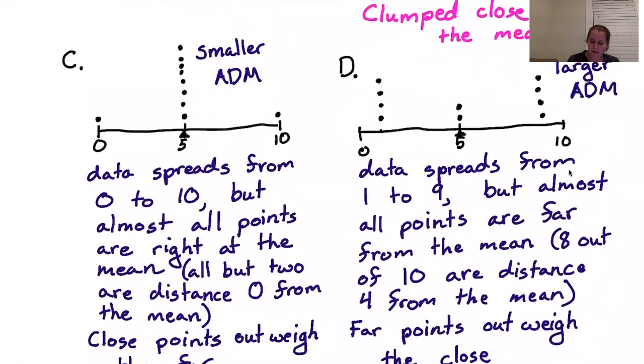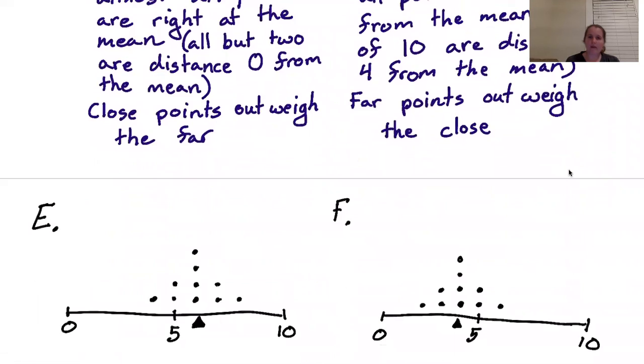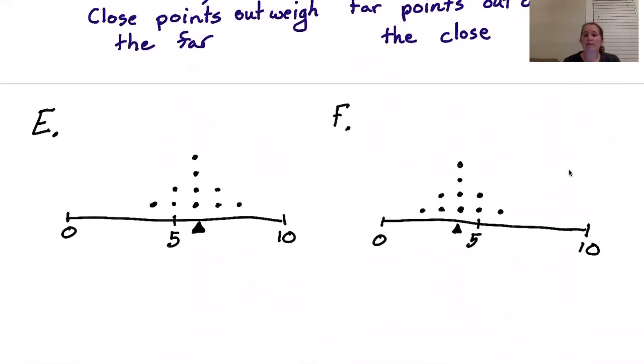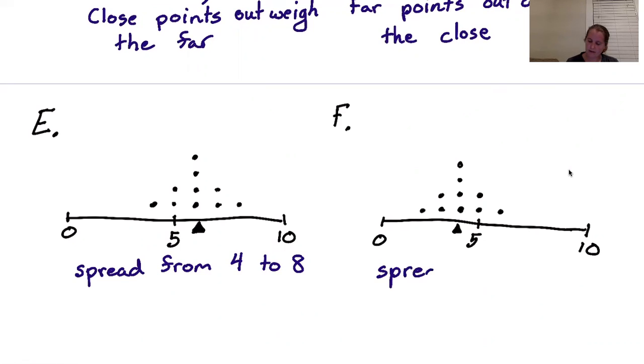Our last pair. This is the first set that I have shifted our graph so our mean is no longer 5. So E, the mean is 6, and in F, the mean is 4. So E, this point spread from 4 to 8 versus in F, they spread from 2 to 6.